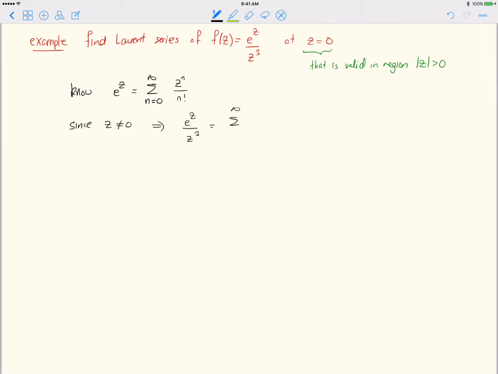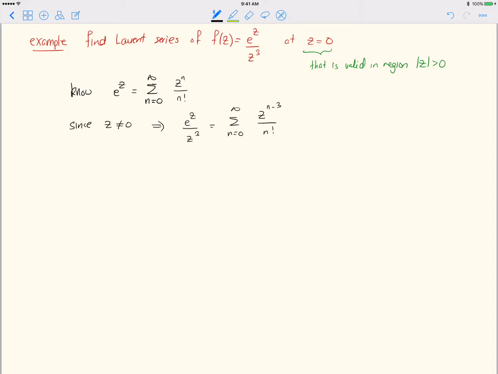And this is going to give me z to the n minus 3 on n factorial. And that's it. That's the Laurent series. It's really that easy. It's not supposed to be very complicated. So as you can see here, why is this a Laurent series? Well, this one contains negative powers of z.